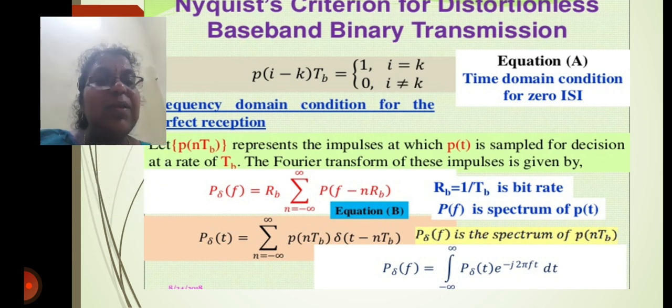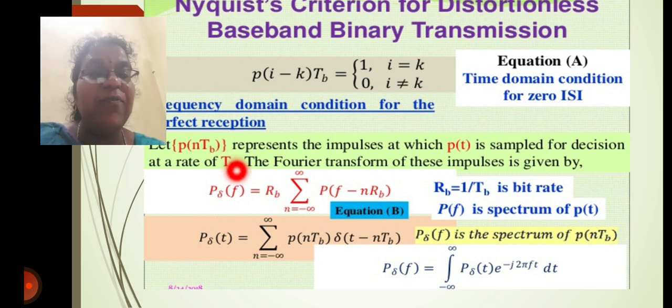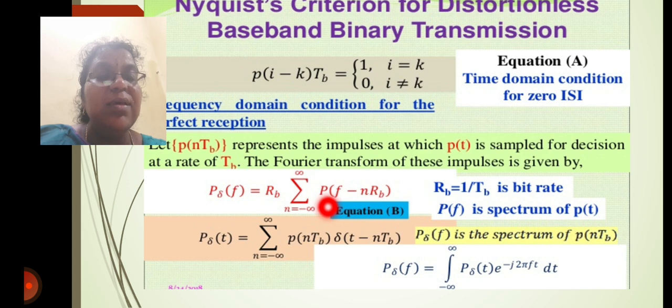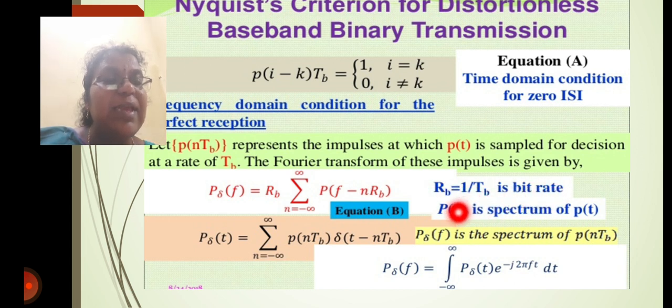So let P(nTb) represent the impulses at which P(t) is sampled at a rate of Tb. Then the Fourier transform of this P(nTb) is given by P_delta(f), which is equal to Rb summation n equal to minus infinity to infinity P(f minus nRb). Then P_delta(t) is equal to summation n equal to minus infinity to infinity P(nTb) delta(t minus nTb). R_b is equal to 1 by Tb, the bit rate, and P(f) is the spectrum of P(t), and P_delta(f) is the spectrum of P(nTb).